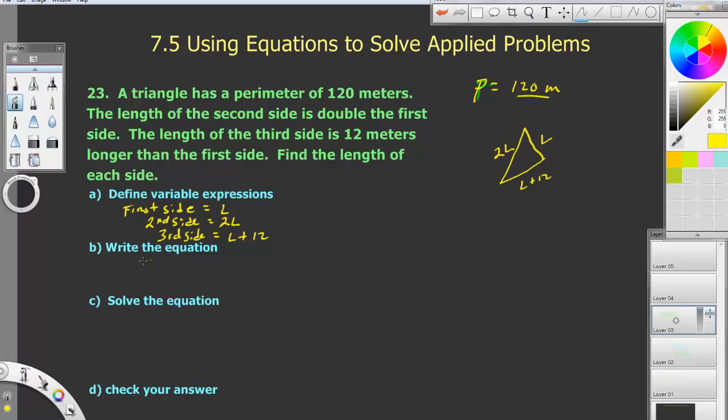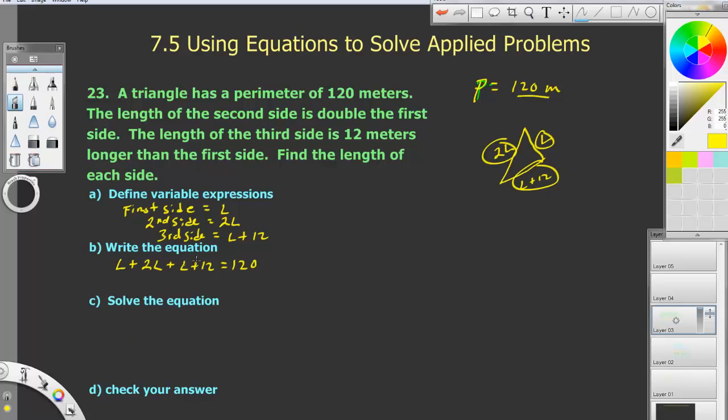We add all these up, so that's going to be L, that's the first side. The second side was 2L. The third side is L plus 12, and that all equals the perimeter. Because the perimeter is when I add these three things together. That equals 120. So this plus this plus this is 120. That's part B.